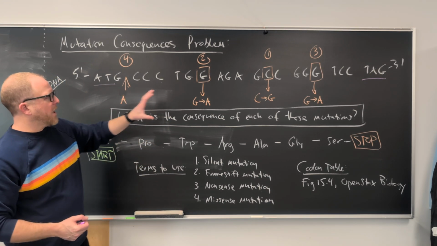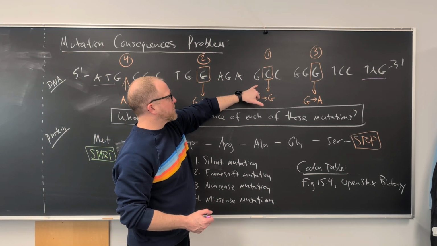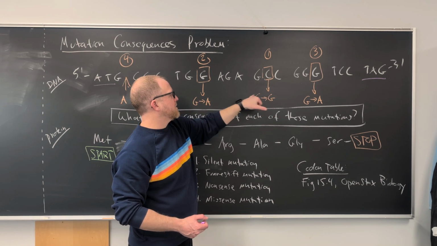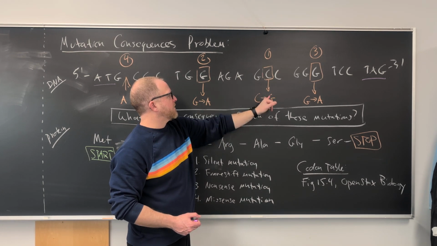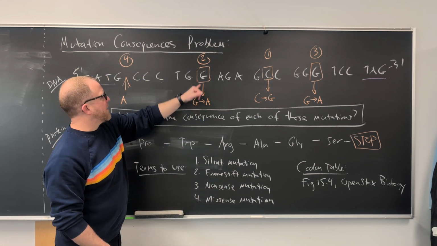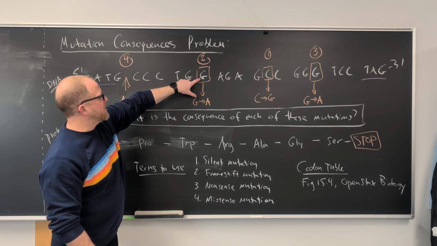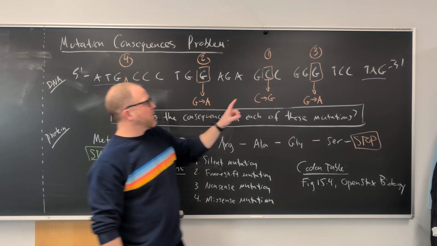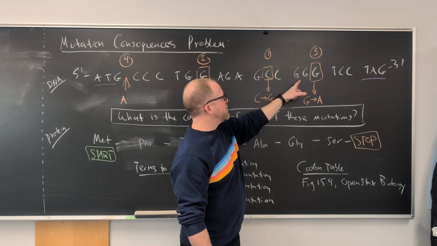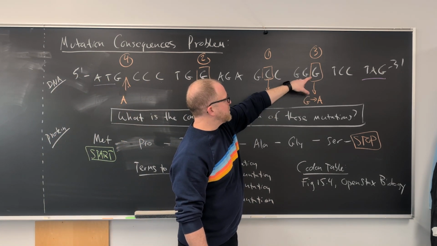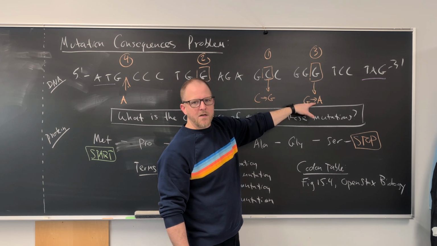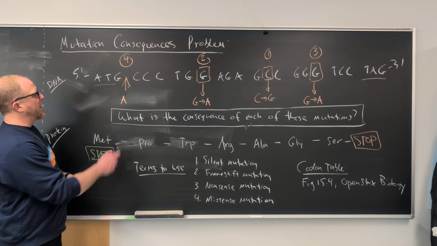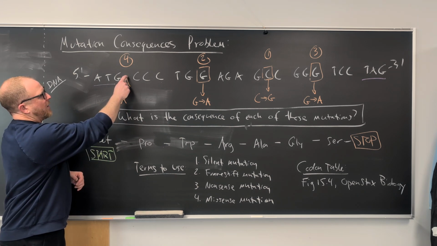Our first mutation is right here, so it's just trying to figure out what happens if you change this C right here to a G. So it's a simple C to G switch. This is our first mutation. The second one is right here. It's to consider what happens if this G right here is changed to an A. The third mutation I want you to consider is right over here in this GGG triplet. What happens if this G right here is changed to an A? What is the consequence on the protein? And the last one then is to consider what happens if we actually insert an A right into here.